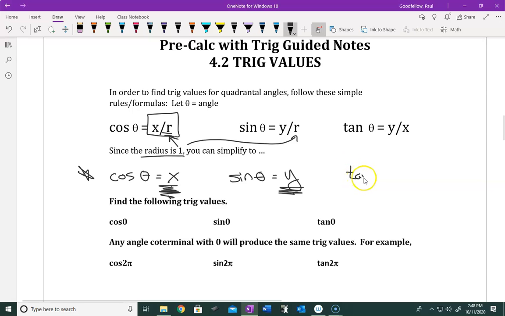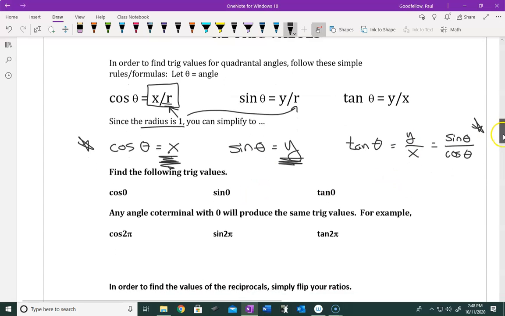Now tangent, on the other hand, is still going to stick to the idea that it's y over x, or if you want to think about it, y's real name is sine of theta, and x really is the concept of cosine of theta. And you can really think of tangent as sine over cosine. So get this in your brain, that cosine is x and sine is y, and later we'll really start talking about tangent as being sine over cosine.